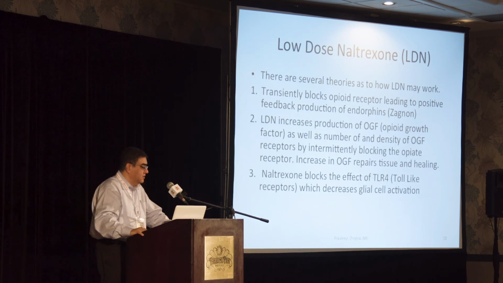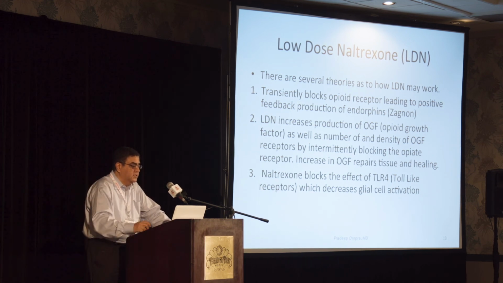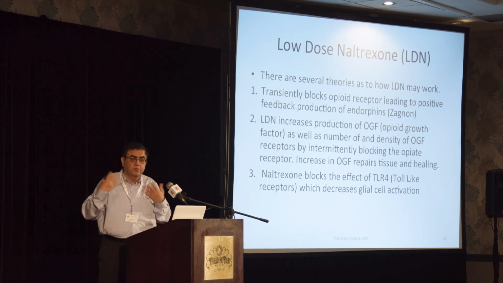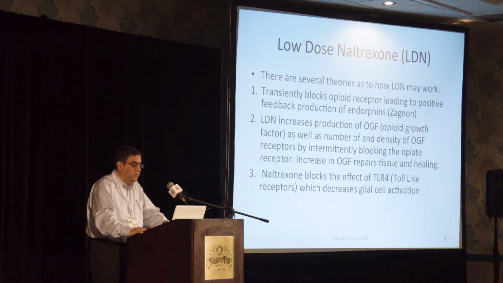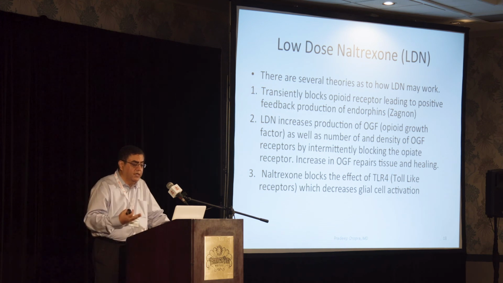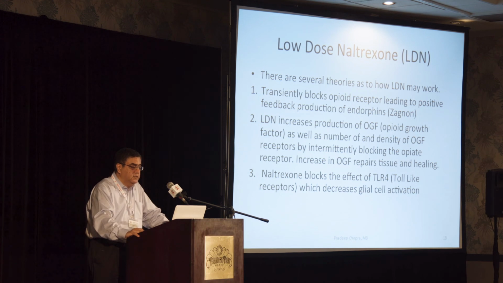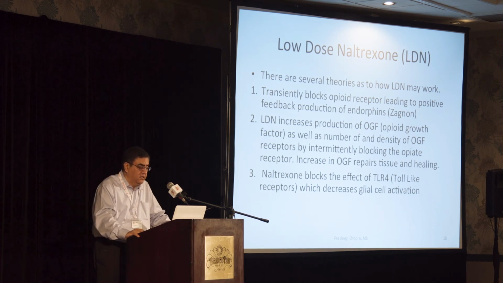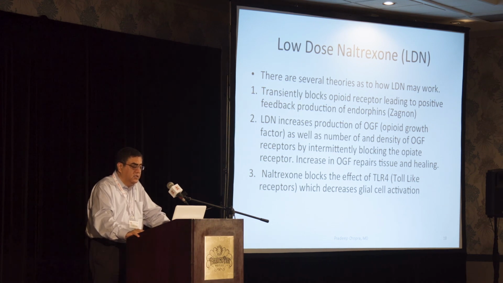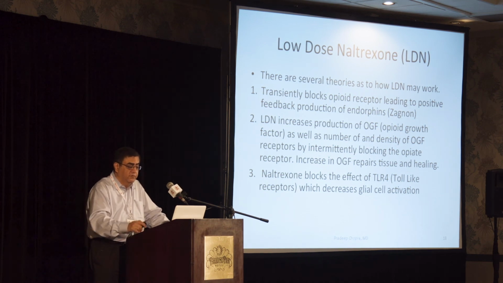So in summary, this is how LDN works in pain. It transiently blocks the opioid receptors, leading to a positive feedback which causes more production of endorphins. LDN increases production of opioid growth factor. It increases the number and density of the opioid growth factor receptors, and this helps in tissue repair and healing. LDN also blocks the effect of TLR4, Toll-like receptors, which decreases glial cell activation, which then in turn decreases neuroinflammation.